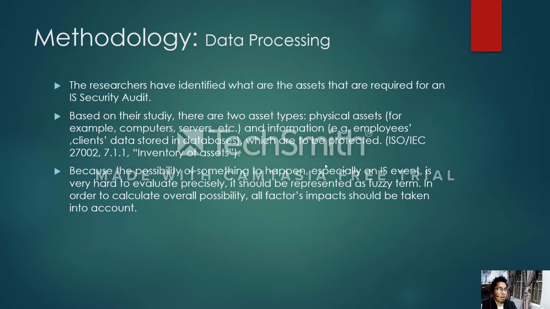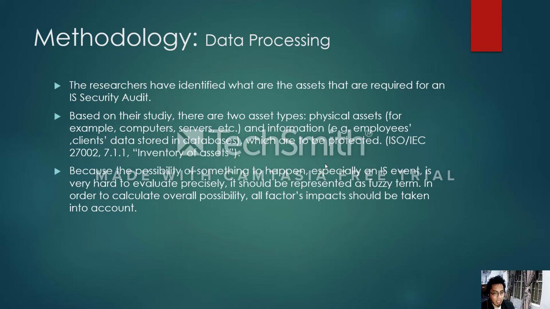So for their data processing, the researchers identified the assets that are required for an IS security audit, mainly physical assets. So these are the computers, the servers, basically the hardware or the tangible objects that a company possesses.